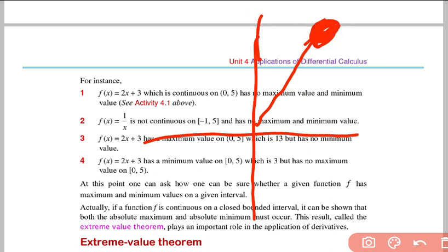The endpoint 5 is included, but at 0 it is open. Due to this, the function doesn't have a minimum; the maximum is at the closed end.